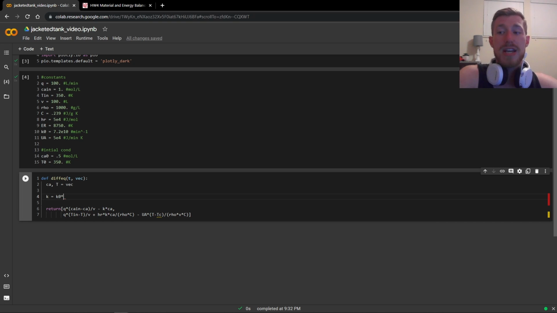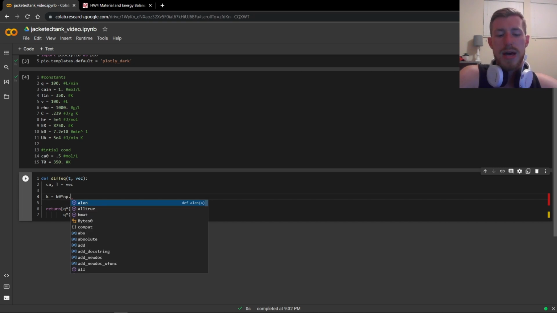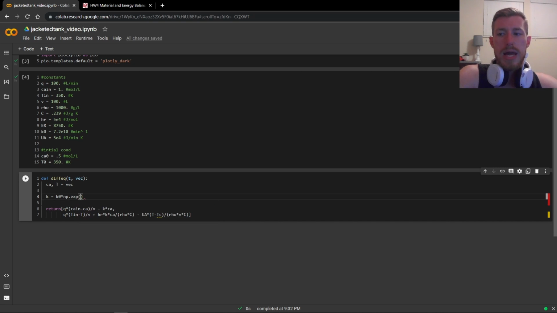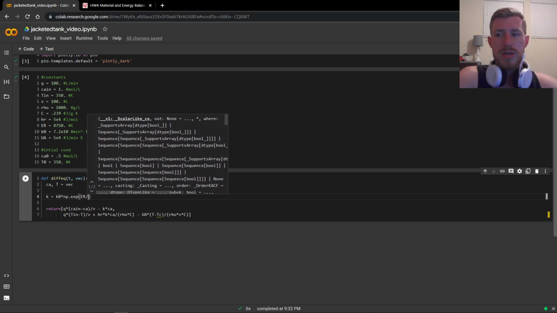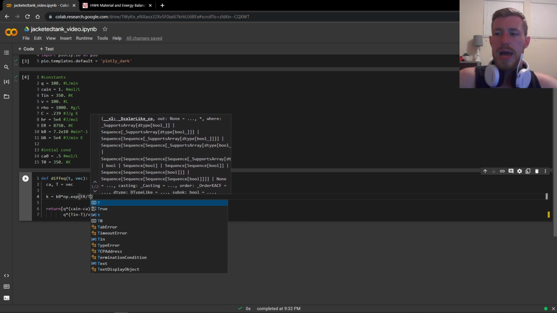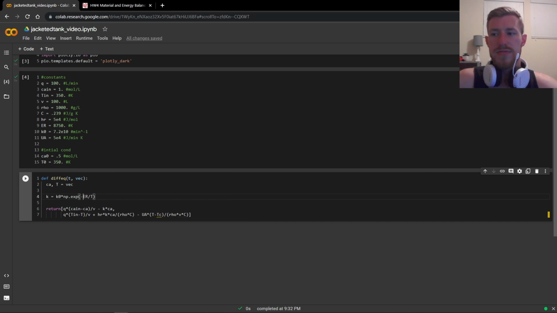So anyway, in order to do exponentials with numpy, we're going to do np.exp, and that's going to be the exponential of shift ER divided by the current temperature, and we're going to want to make sure to make that negative, because it's the exponent of the negative ER over T. So that should be everything. We'll define this, and everything's good.